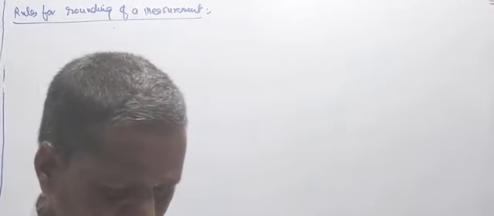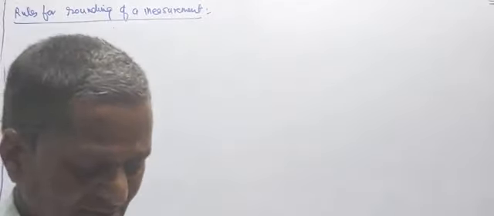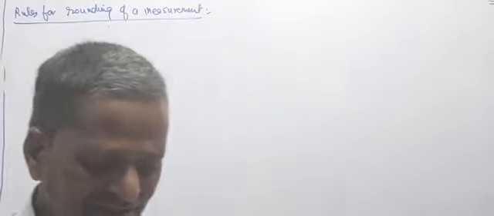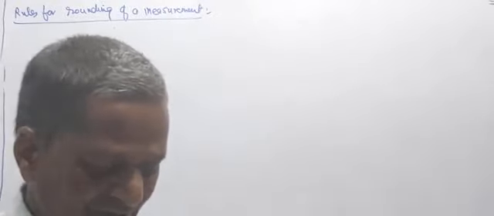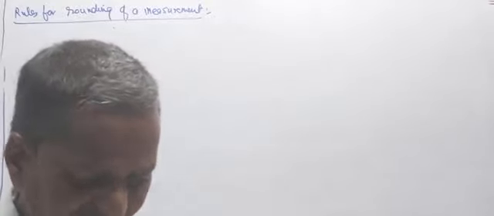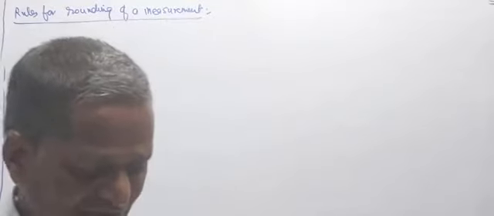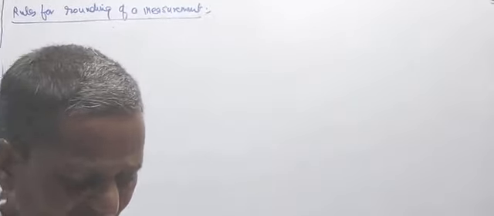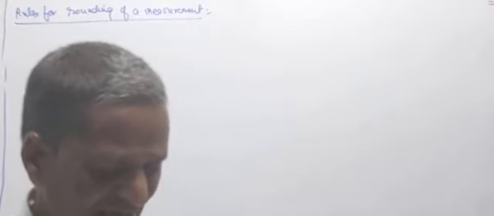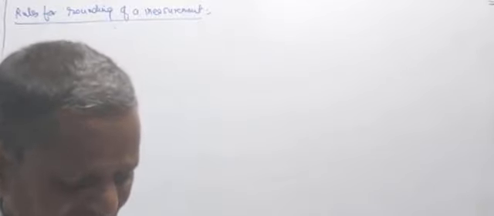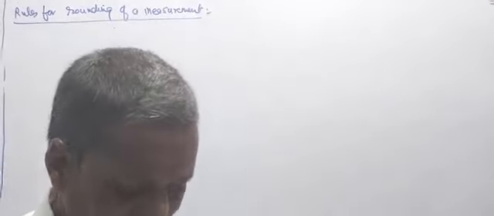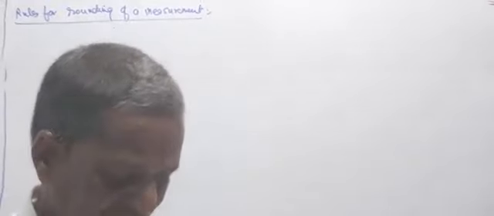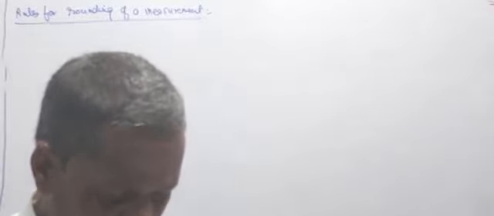If the digit to be dropped is smaller than 5, then the preceding digit is left unchanged. If the digit to be dropped is greater than 5, then the preceding digit is increased by 1. If the digit to be dropped is 5 followed by non-zero digits, then the preceding digit is increased by 1. If the digit to be dropped is 5, then the preceding digit is left unchanged if it is even, and increased by 1 if it is odd.